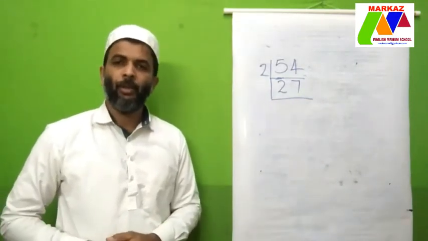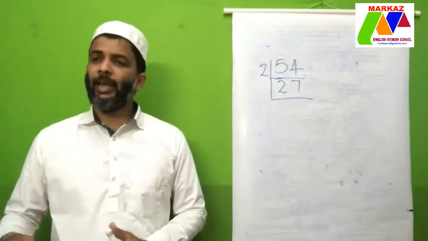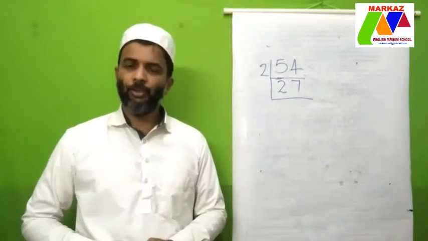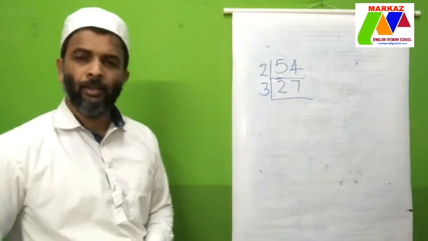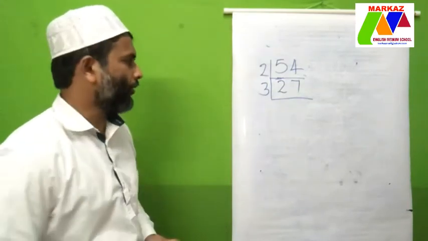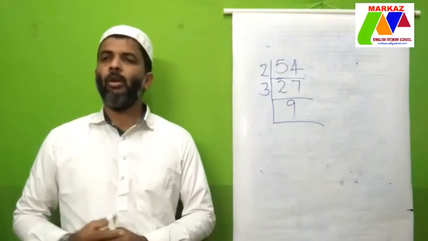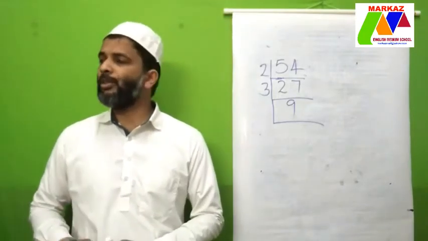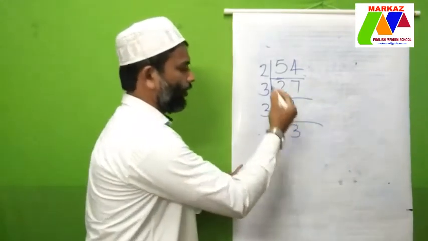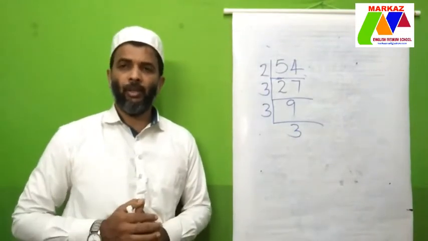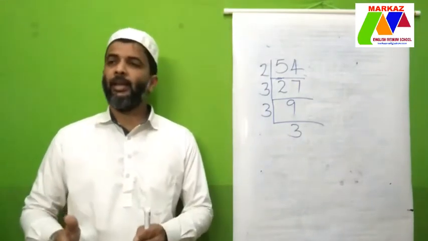Quotient is 27. 27 is an odd number. So we cannot divide by 2. Which is the next smallest number? Let us try with 3. How many 3s in 27? 9 times 3 is 27. Quotient is 9. Again, the quotient is an odd number. So we can do the division by 3, the smallest odd prime number. How many 3s in 9? 3 times. Now, we got 3, which is again a prime number. And so, we need to divide by itself. That is 3.